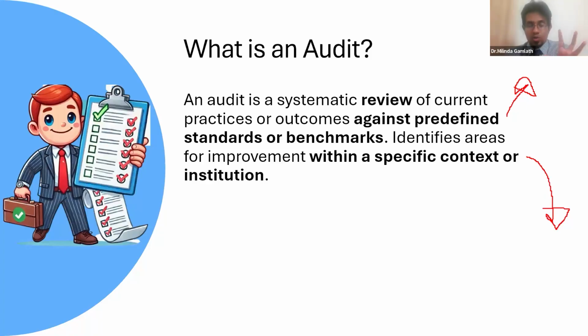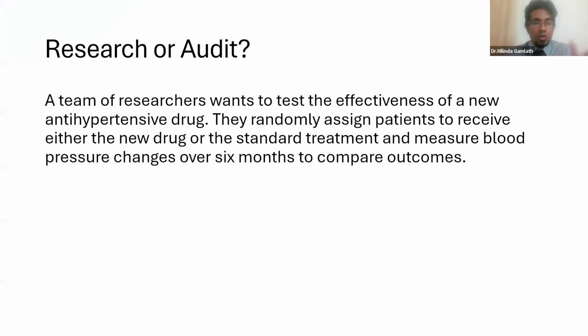audit. So let's look at two scenarios and see whether you understood it. So here, a team of researchers want to test the effectiveness of a new antihypertensive drug. And they randomly assign patients to receive either the new drug or a standard treatment. So they have discovered a new antihypertensive. To see the effectiveness of it, they give this new drug to a group of people, and they continue the old treatment in another group of people, and they measure the blood pressure changes of these two groups over 6 months to compare the outcomes. So is this a research or is this an audit?